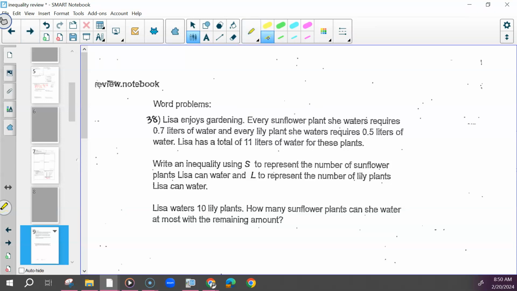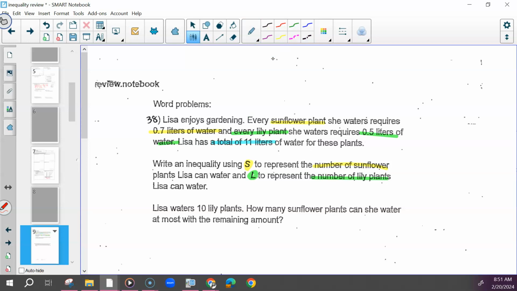So in 38, Lisa enjoys gardening. Every sunflower plant she waters requires 0.7 liters of water. Every lily plant she waters requires 0.5 liters of water. She has a total of 11 liters of water for these plants. We have to write an inequality using S to represent the number of sunflower plants and L to represent the number of lily plants she can water. So let's focus on that, then we'll go to this last part.